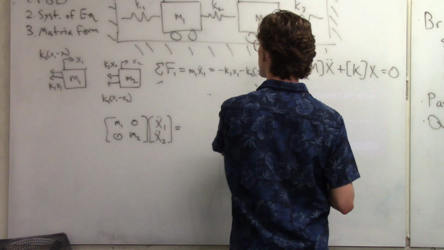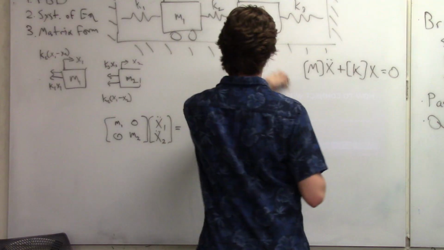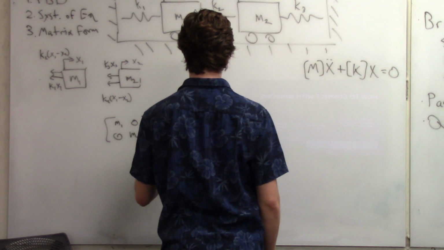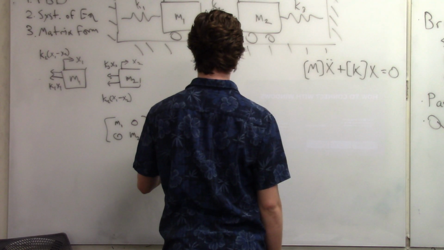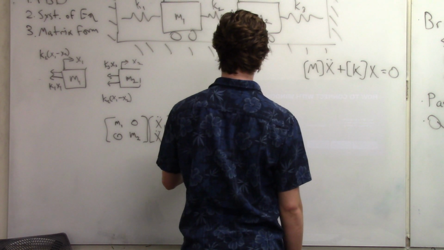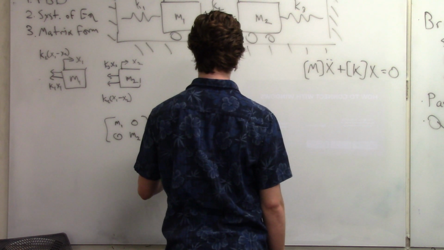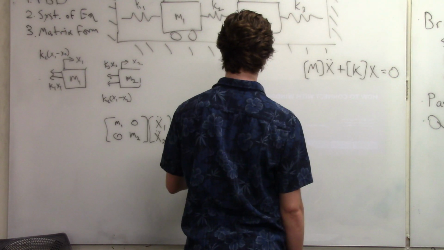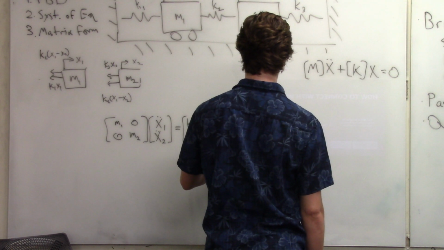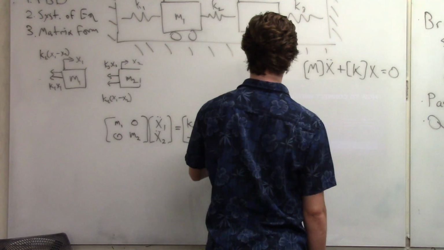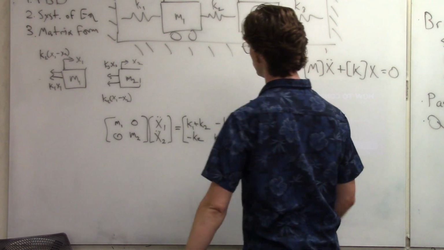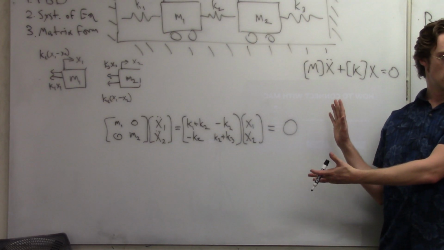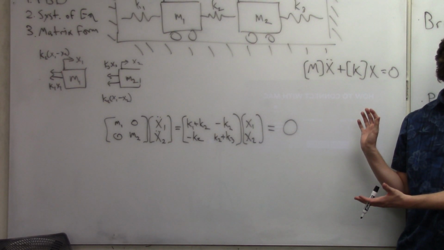Alright, I know what it is. Pretend like that's still up there. We're going to erase these and arrive at, looking at the coefficients, k1 plus k2, minus k2, minus k2, and then k2 plus k3 for our stiffness matrix. And this equals 0. Now we've arrived at our ODE in matrix form.